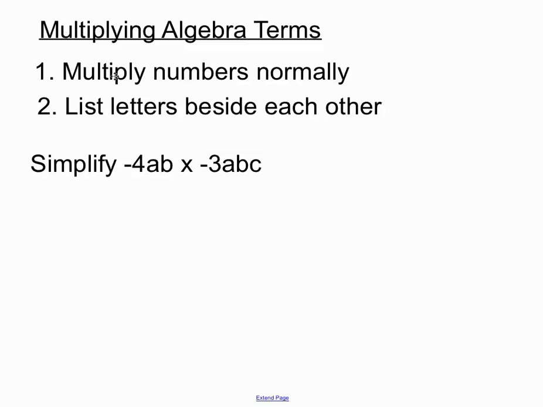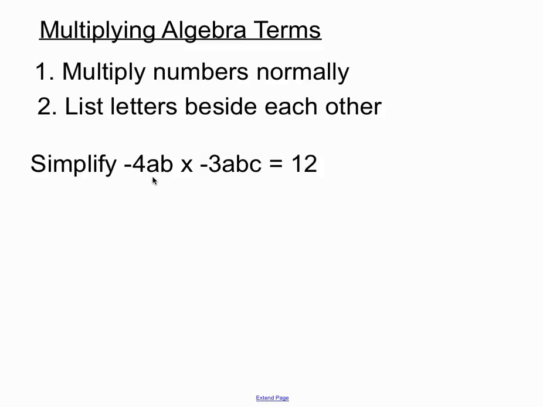Let's have a look at another example. This one's got some negative terms in it. But step 1 is to multiply the numbers normally. So we just say to ourselves minus 4 times minus 3. That'll be 12. You know, a minus times a minus makes a plus. At that point we could probably type that into our calculator and double check if you weren't sure of your multiplication rules with negative numbers. But minus 4 times minus 3 is 12.